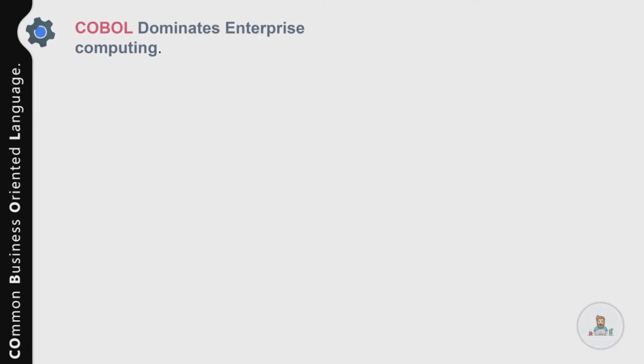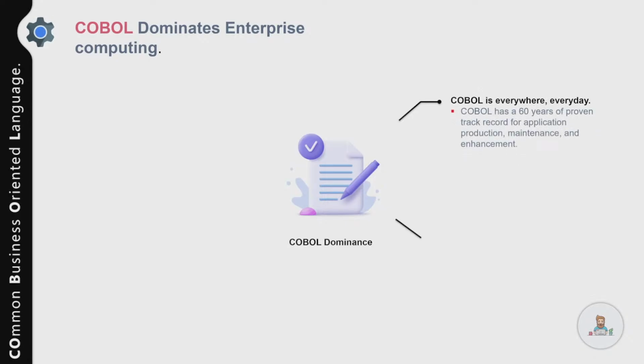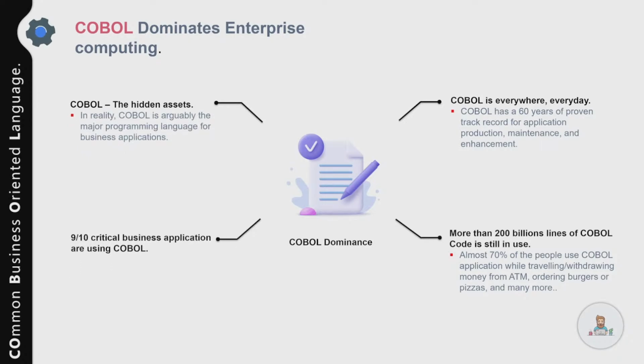Now let's try to understand why COBOL still dominates the enterprise computing space. As you know, COBOL is extensively used for business-oriented applications and it is one of the oldest programming languages which is still in use. COBOL has a 60-year proven track record for application production, maintenance and enhancement. Almost 70% of people use COBOL applications while traveling, withdrawing money from an ATM, ordering burgers or pizzas, or visiting a doctor, and many more.